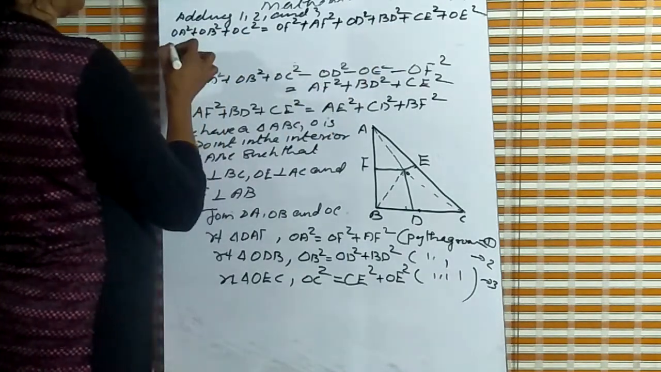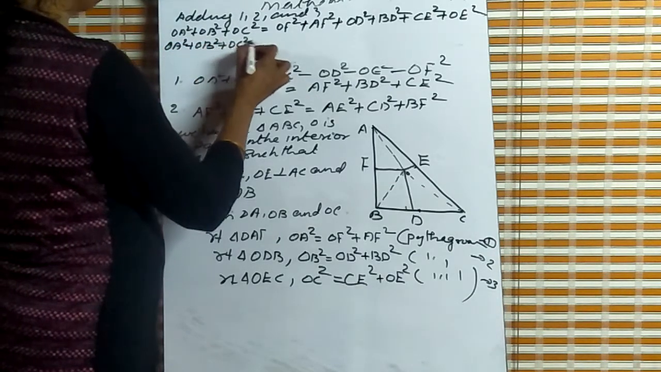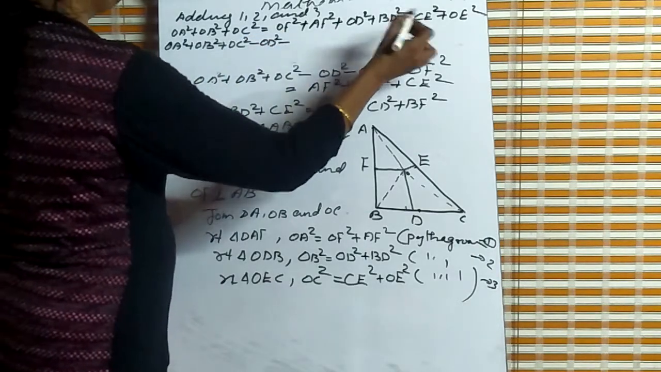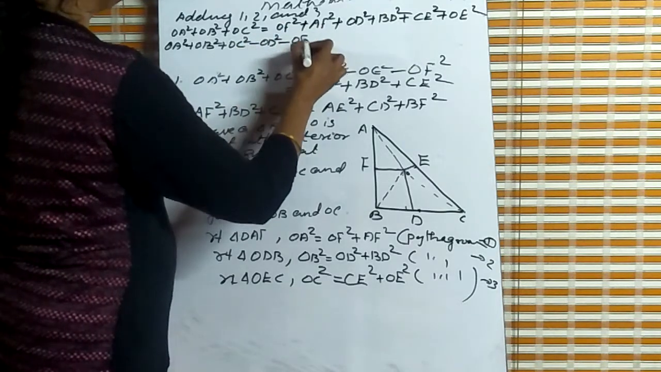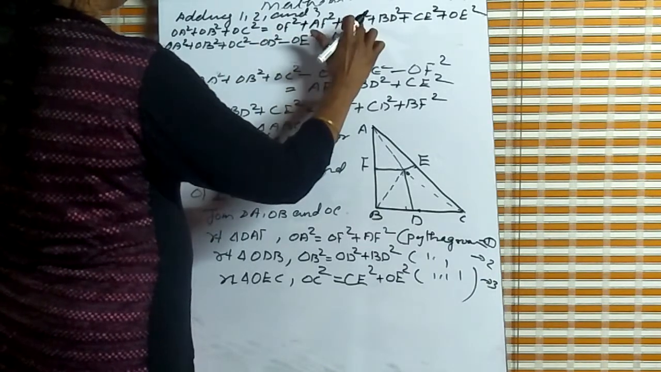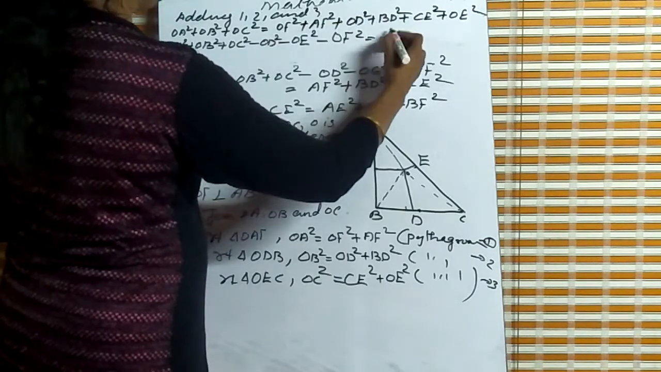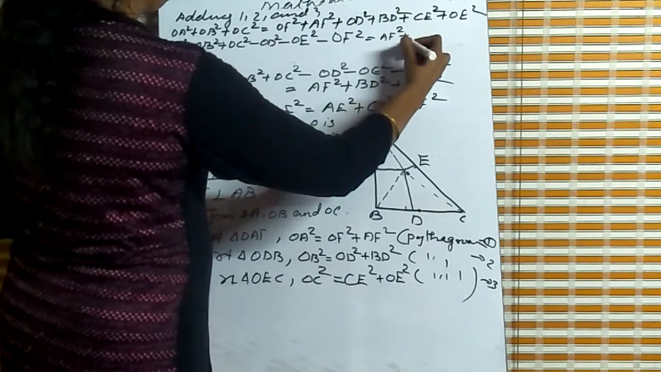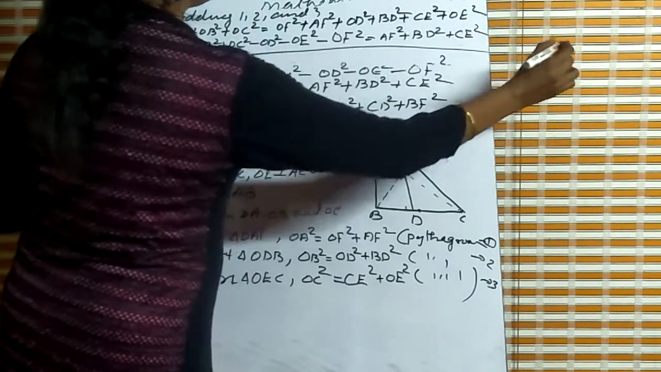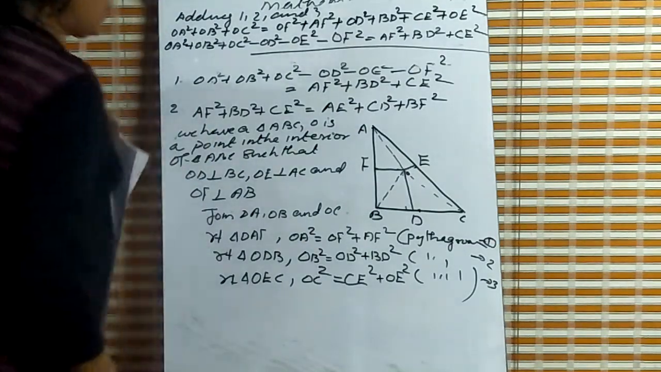Bring this OD to the left side: OA square plus OB square plus OC square minus OD square minus OE square minus OF square. Bring these three squares to the left side. Then what is remaining here? First one, AF square plus BD square plus CE square. Hence proved first. Now we have to prove second.